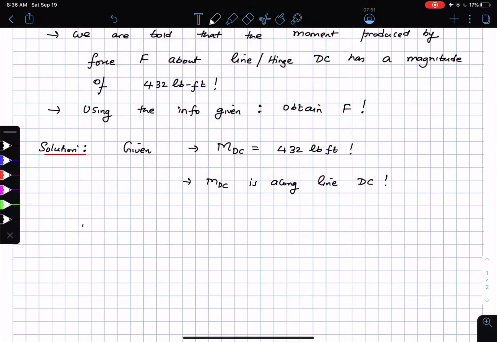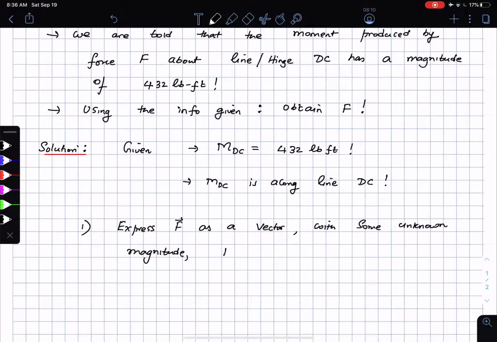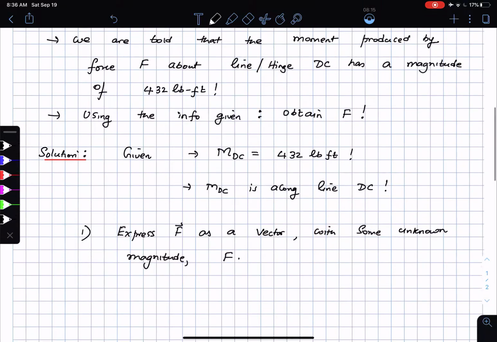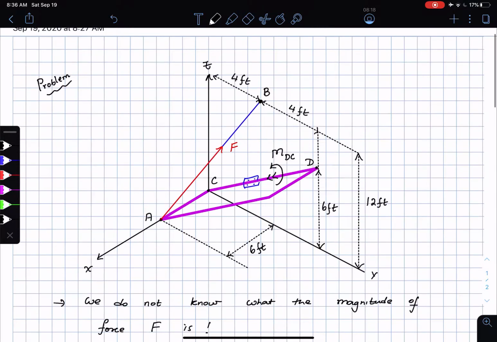So first thing is write F as a vector with some unknown magnitude, let's say F. So that is the magnitude F of this force. I don't know it, but I can still write it as a vector, right? Because if I go back to my figure, how do I write this force as a vector? It is magnitude times unit vector along the line AB. That's as simple as that. So this is going to be U AB, right?